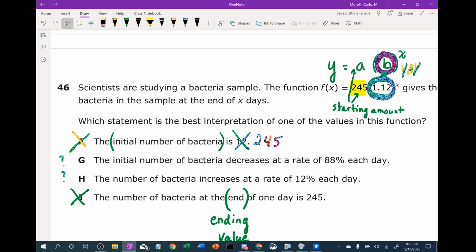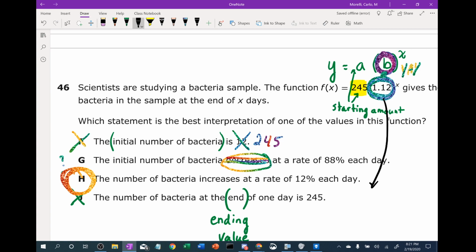So is the bacteria growing over time, or is it shrinking over time? Is it increasing over time, or is it decreasing over time? It is increasing, so we can eliminate one of these letters, G or H. G, right? Because decreases is wrong. So the answer must be H. And I'll show you how we actually know that for sure.